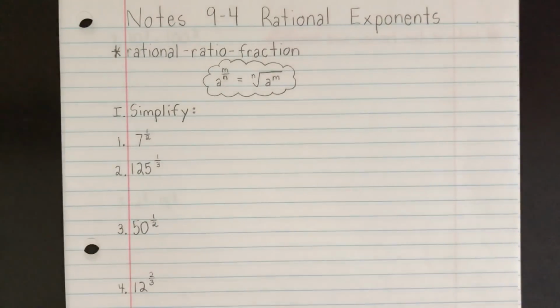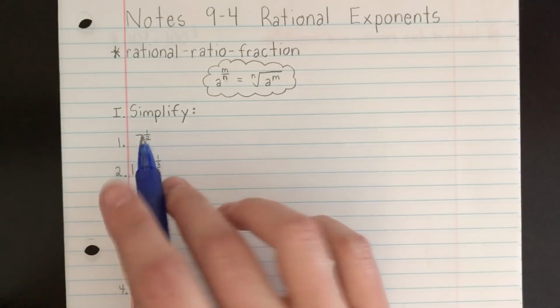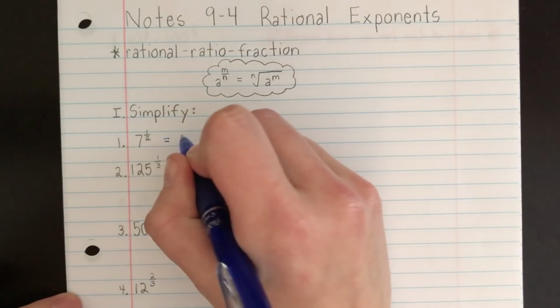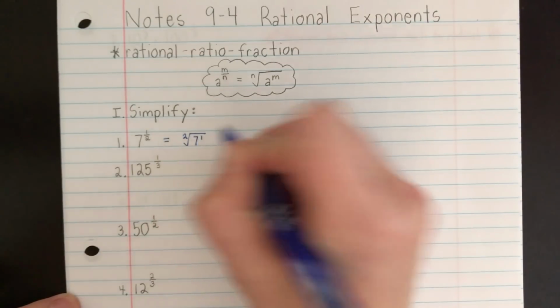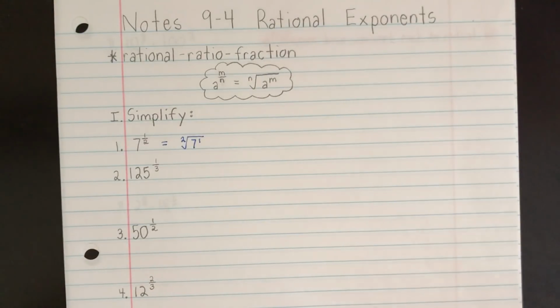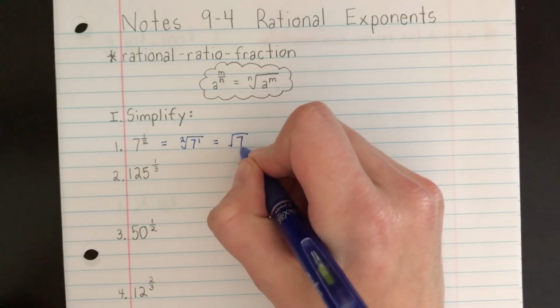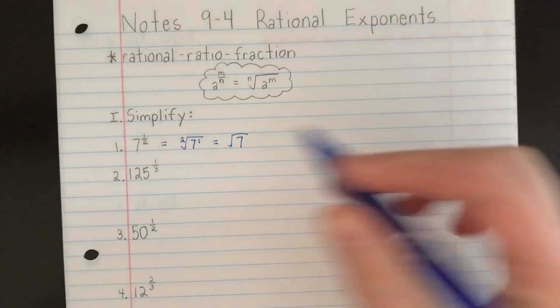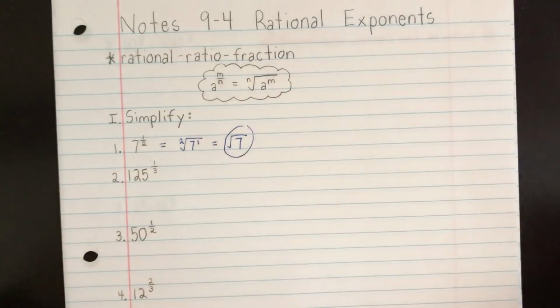Okay, so looking at a couple of examples here to apply this knowledge. If I have 7 to the 1/2 power, that is the same thing as saying the square root of 7 to the 1st power. And 7 to the 1st power is just 7, so it's really just like saying square root of 7. Since 7 is prime and you can't simplify, that's your final answer for that one.